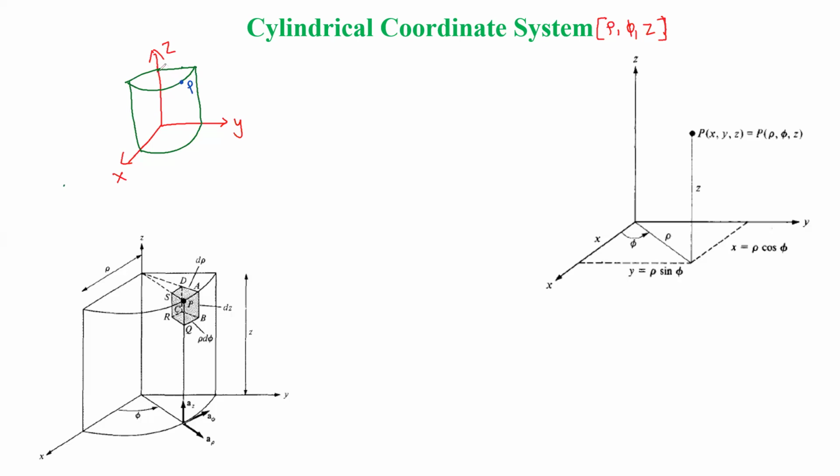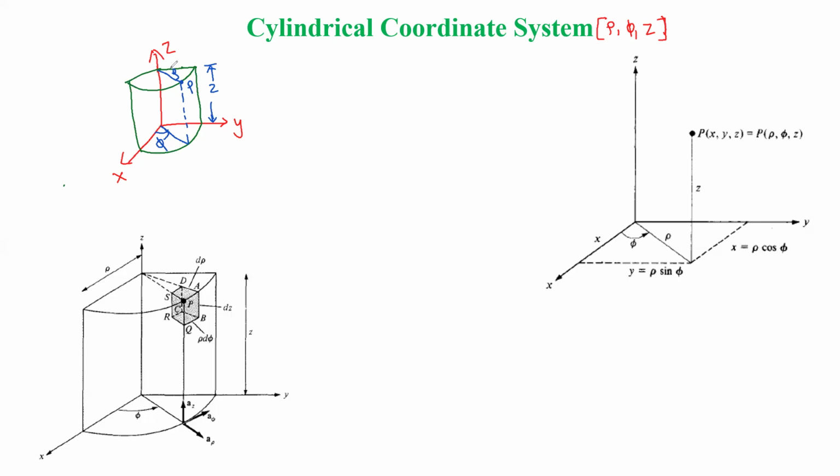The distance of this point P is rho, so rho is the radius that we consider. And the height of this cylinder is z. Now if you project this onto the XY plane, it intersects here and we join this point again to this point. This angle is phi. It is also called the azimuthal angle, in the XY plane. So this base is circular in shape.